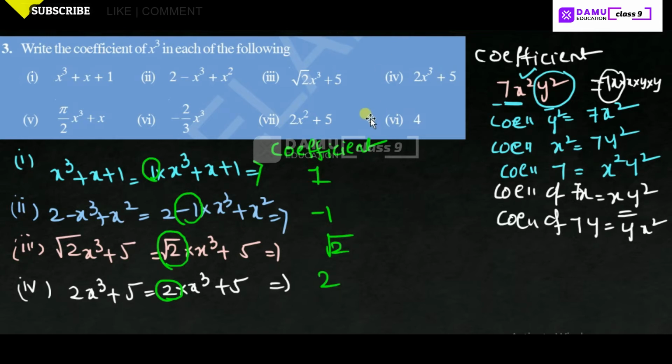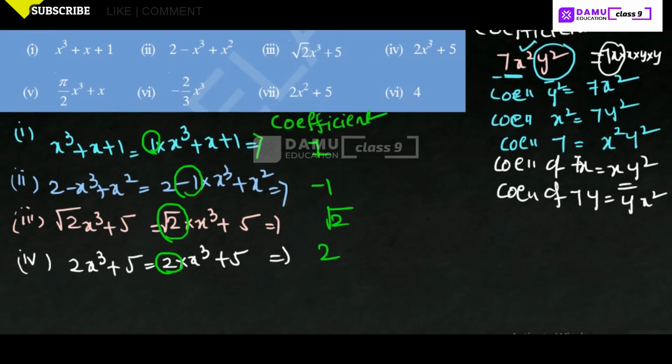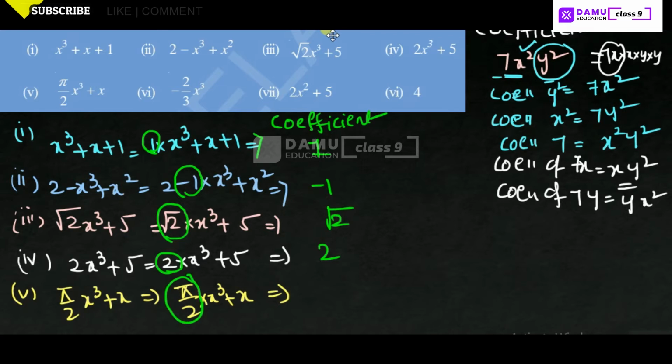Next, our fifth one is pi by 2 x cube plus x. That will be pi by 2 into x cube plus x. So the coefficient is pi by 2. What is pi by 2? Pi by 2 is 90 degrees. So pi by 2 is our answer.